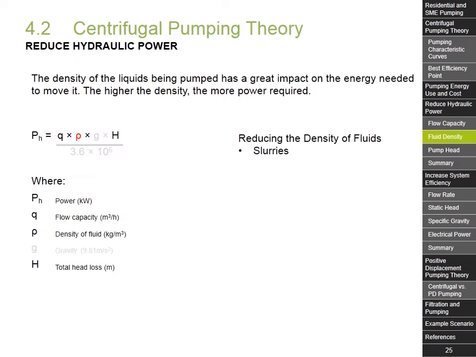One of the few practical ways to reduce the density of a material or fluid is to dilute it with a less dense fluid, essentially creating a slurry. Slurries, or diluted fluids, work to make pumping more efficient by reducing the density of materials and therefore the power required to pump them. This is a common practice in industries such as mining and agriculture.